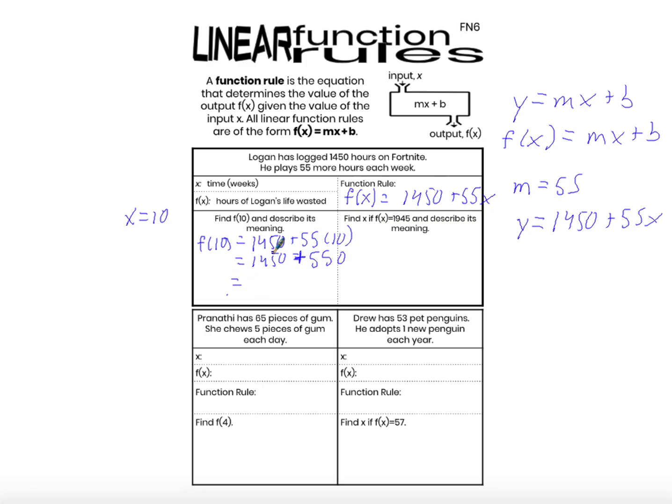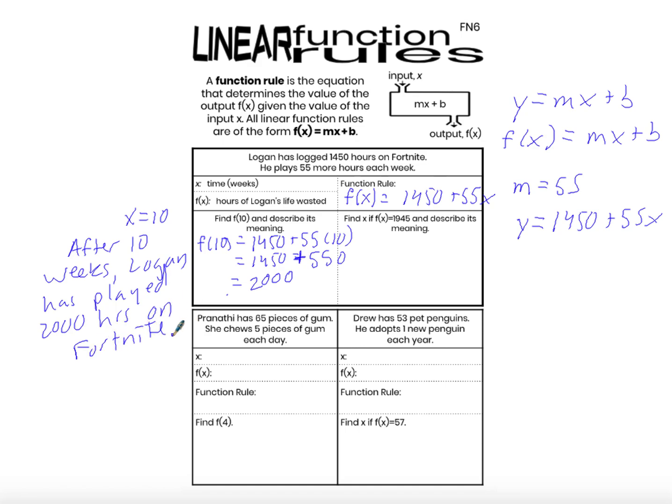Let's see, 1,450 plus 550 is 2,000. When I'm asked to describe the meaning, I don't mean mathematically. I don't mean given an input of 10, the function f gives me an output of 2,000. What I mean, and I do not have space to write this, is after 10 weeks, Logan has played or logged 2,000 hours on Fortnite.